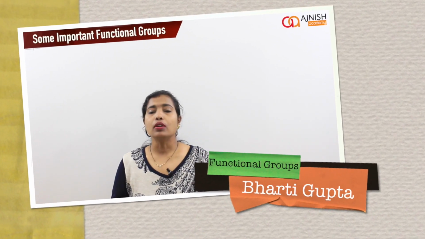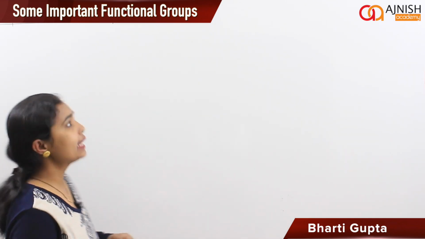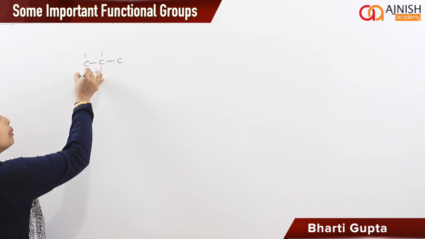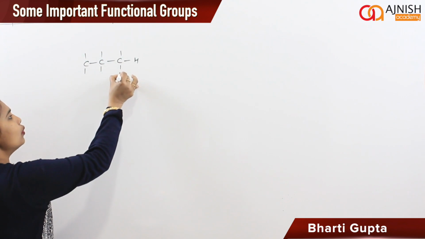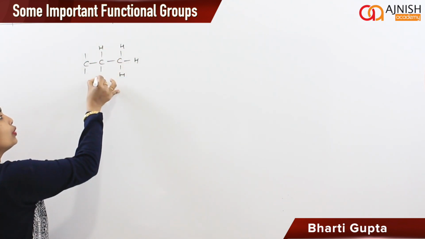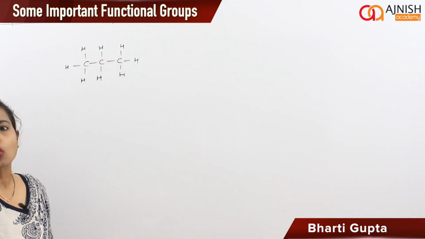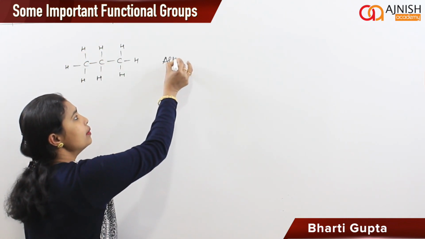Now we'll try to learn some important functional groups which are generally encountered in organic compounds. The most basic compound in organic chemistry are alkanes. All other functional groups are considered to be derived from alkanes. Alkane means carbon chain, and all the valencies of carbon chain are to be satisfied by hydrogen. So a saturated carbon chain with all its valencies satisfied by hydrogen is called an alkane.